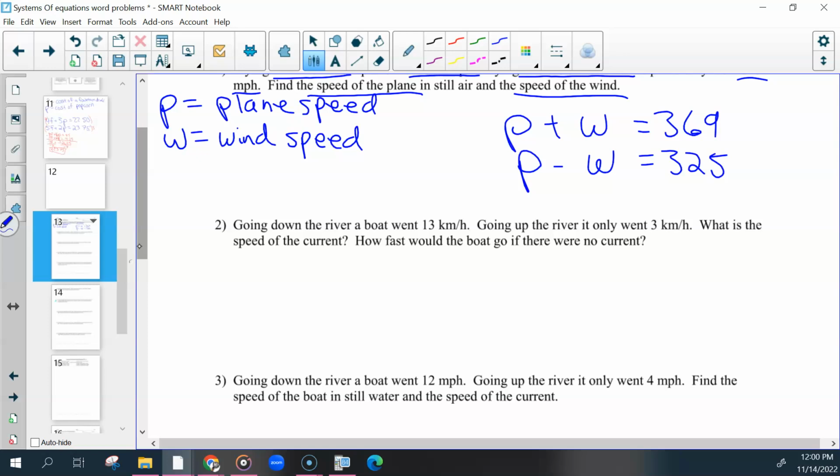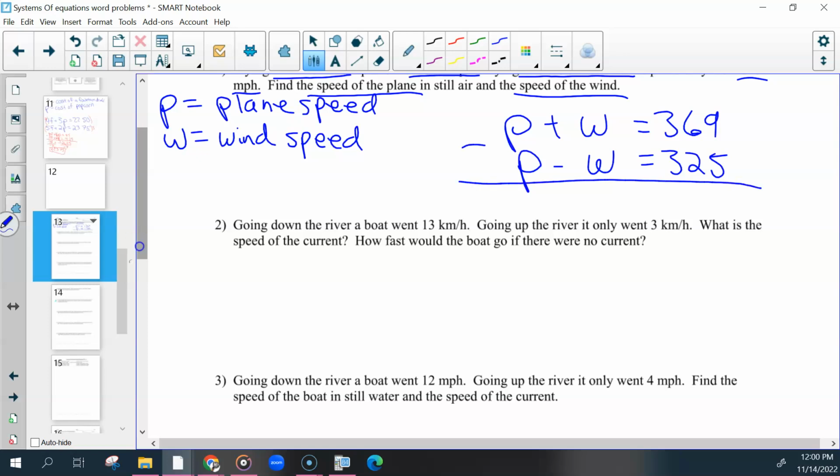So all of these equations are going to be set up similarly. You just have to know how to set them up. And then, like I said, these are good elimination problems. So we can get rid of P or W first, does not matter. Which one do we want to get rid of first? P, okay. So if we're getting rid of P, what operation would we use to eliminate that?